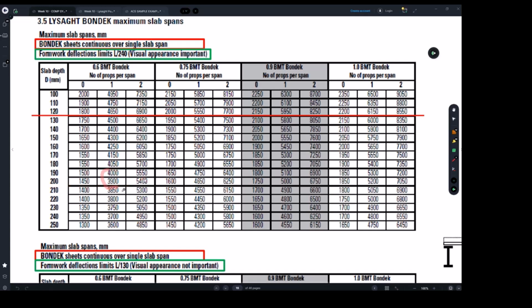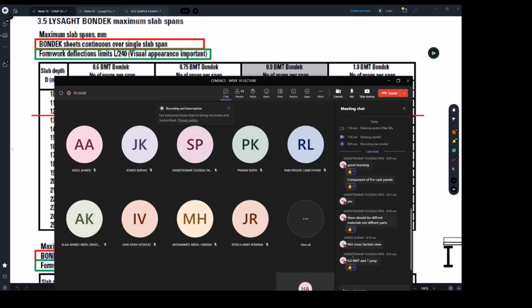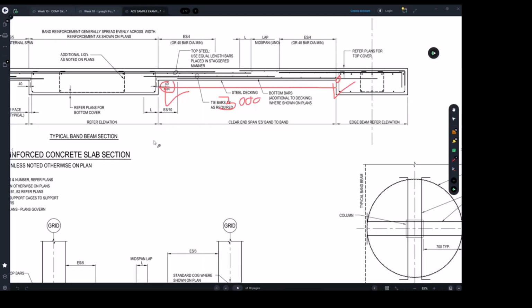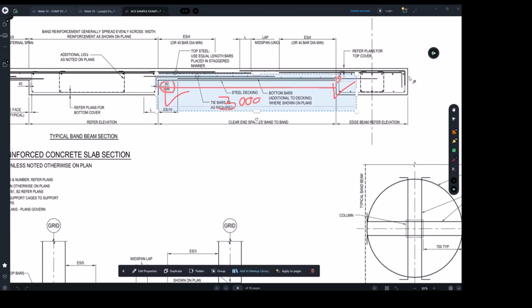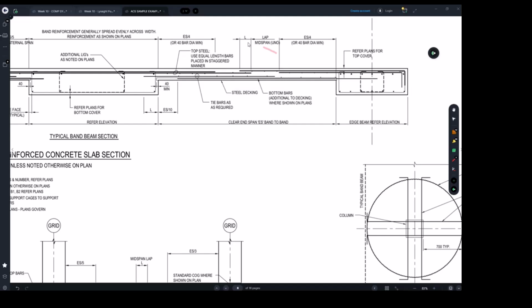And that's basically it. Let me go to this comment here. What was this about? No cross-section view, not cross-section. I don't know what this was meant to be. If you were talking about this, no, it was actually cross-section. This is a cross-section view for a slab sitting on a band beam.